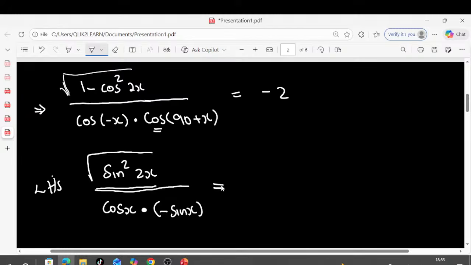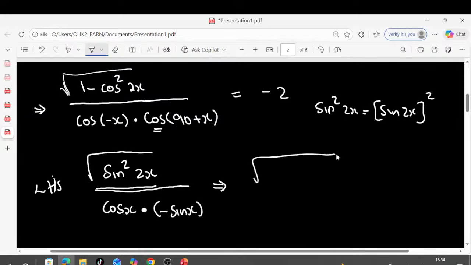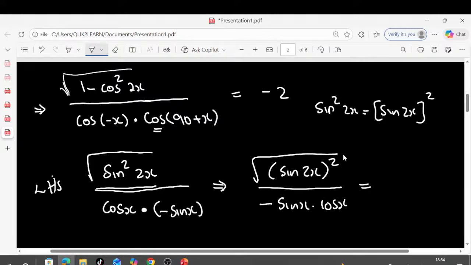So what's next? I know that the sine squared 2x, I can write it as the sine 2x and bring the squared outside. So we can see that if we write this in this form, this will be sine 2x everything squared, everything divided by negative sine x times cos x. So for the top part, these two cancel, we are left with sine 2x over negative sine x cos x.